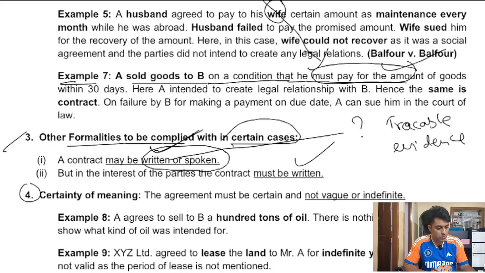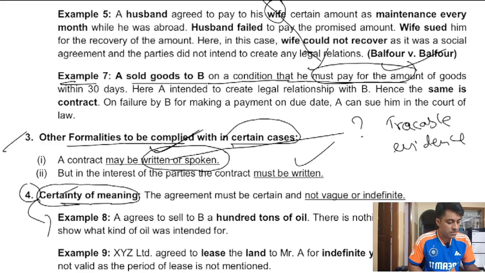And also the fourth point, this we have also discussed in our first class: certainty of meaning. There has to be certainty of meaning. So let's consider this example. What do you mean by certainty of meaning? Here, if you look at example 8, it says A agrees to sell B 100 tons of oil. 100 tons of oil. Now the question is, what kind of oil?